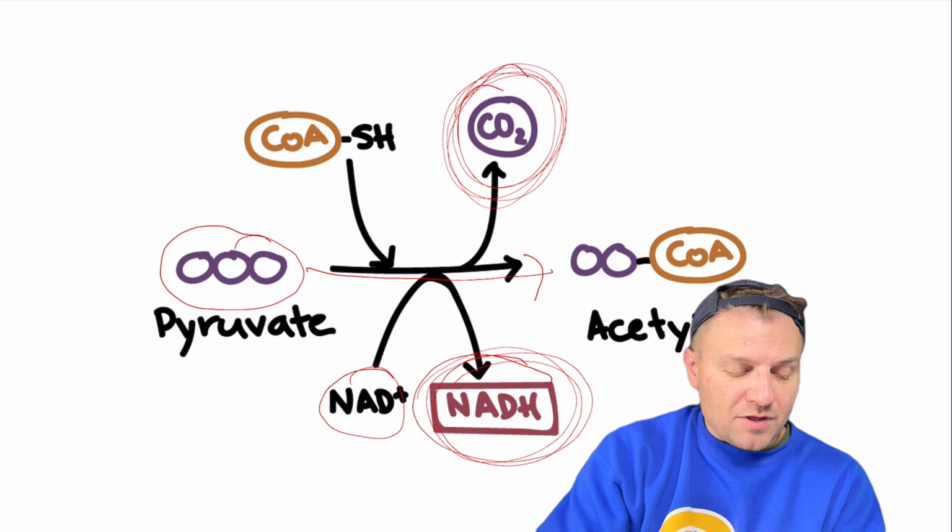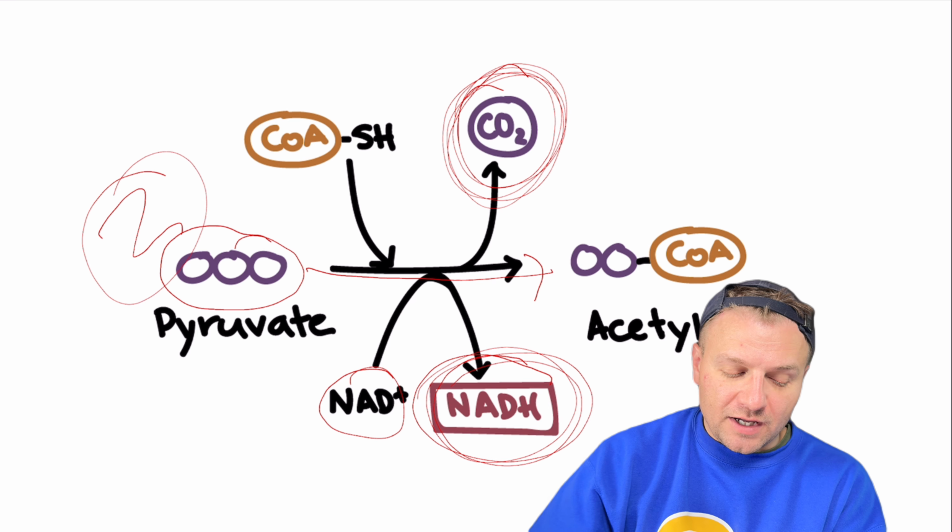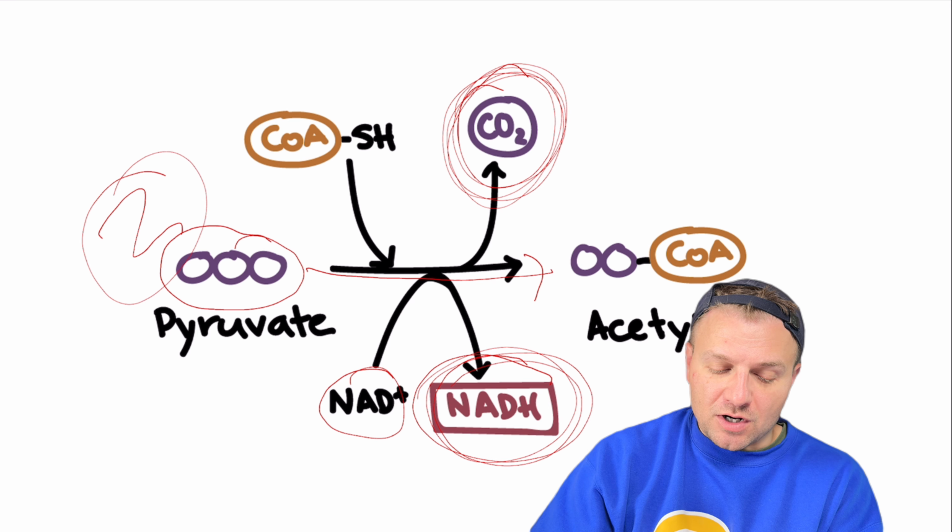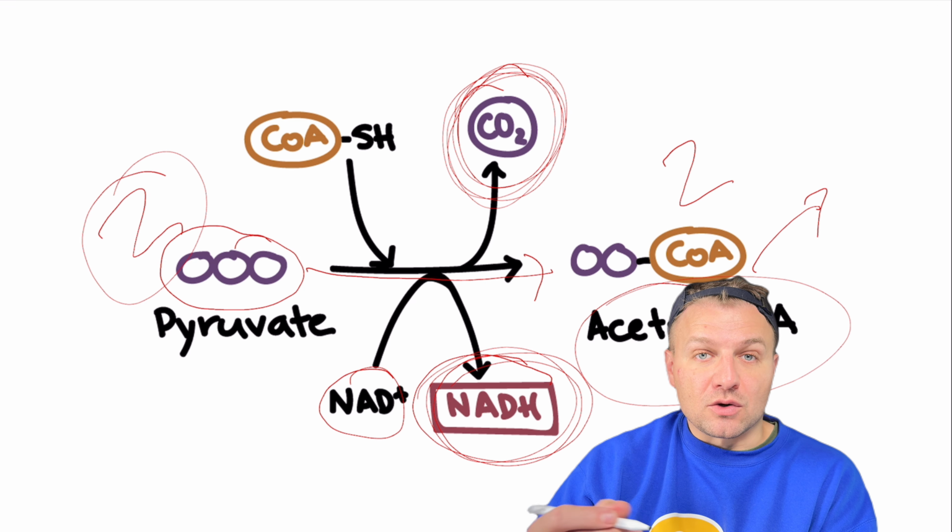One last thing is to remember that we get 2 pyruvates from glycolysis. That means we're going to make 2 acetyl-CoAs. They're going to go into the Krebs cycle.